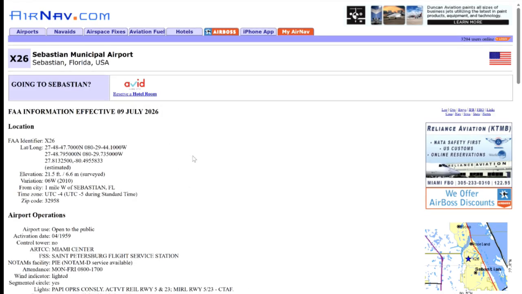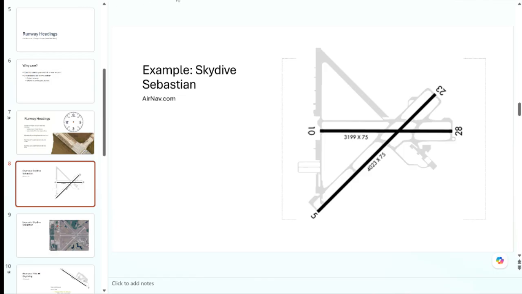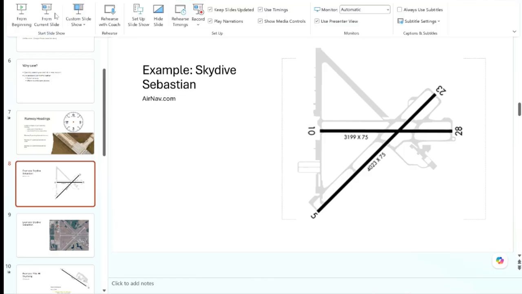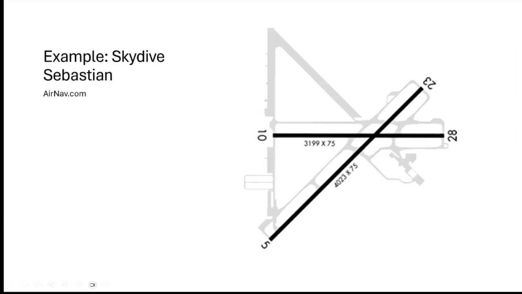So we're going to talk a little bit more about what we can see here. But one of the things that we get is a very simplified airport diagram. And that's what I've got going on here. So this simplified airport diagram is showing us that Skydive Sebastian actually has two runways at their airport. One is here, runway 10 and 28. And the second runway is runway 5, 23.